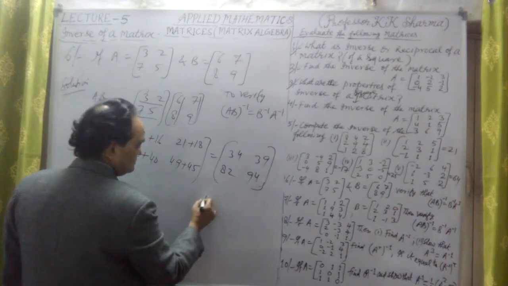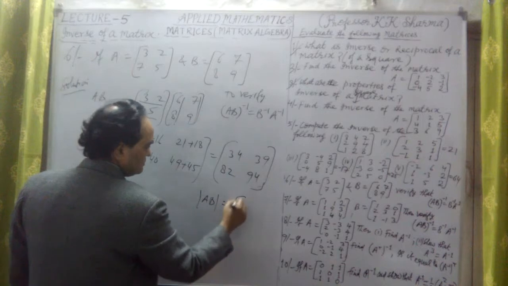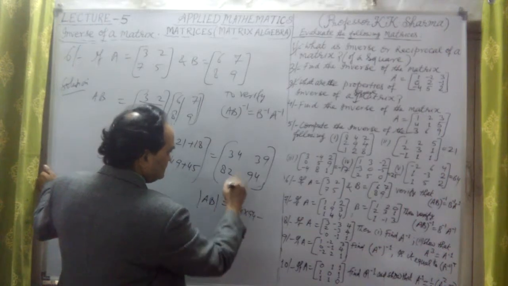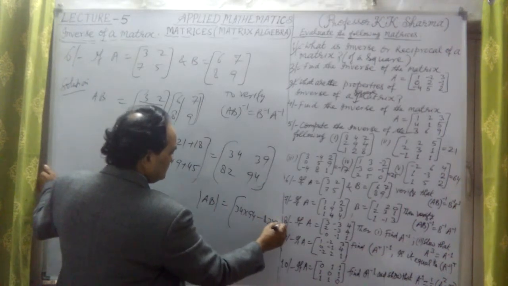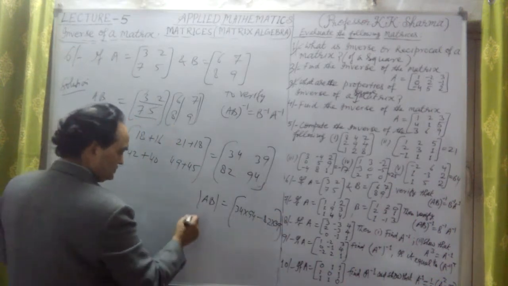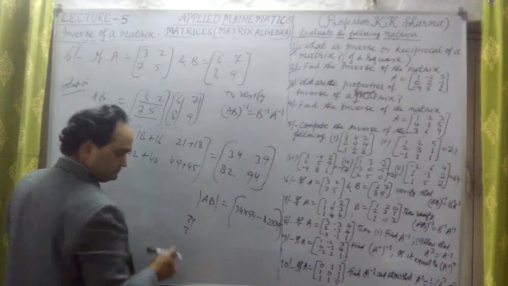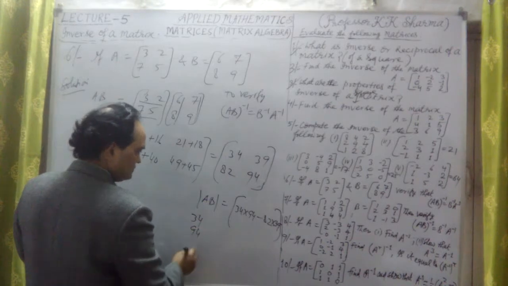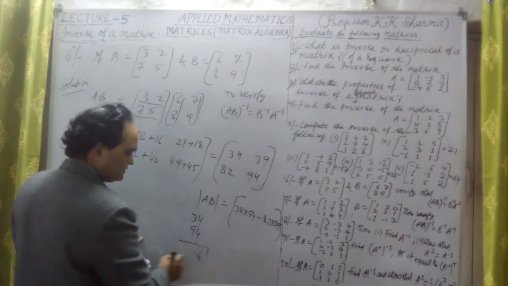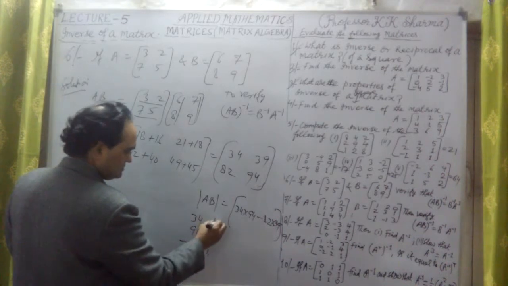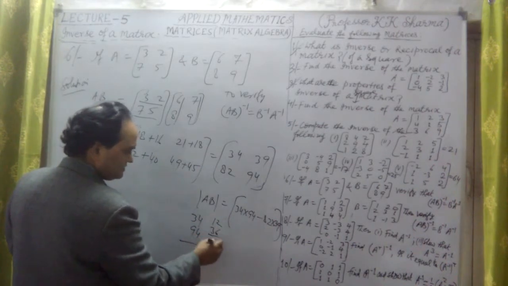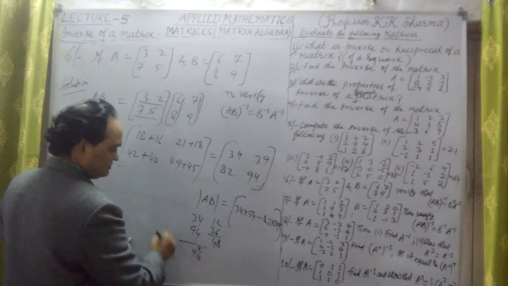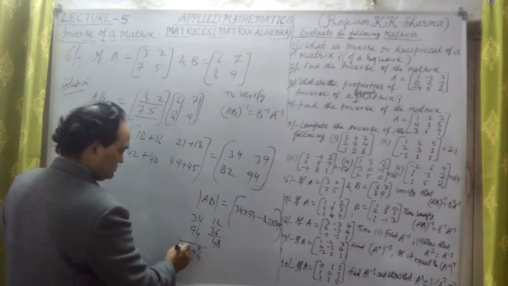First we have to find the determinant value of AB. The determinant of this is 34 into 94 minus 82 into 39. That multiplication next. It is 34 into 94. Multiplied: 4 times 4 is 16, 6 and 1 carry, 4 times 3 is 12, and 9 times 4 is 36. Adding them, it is 31, 96.